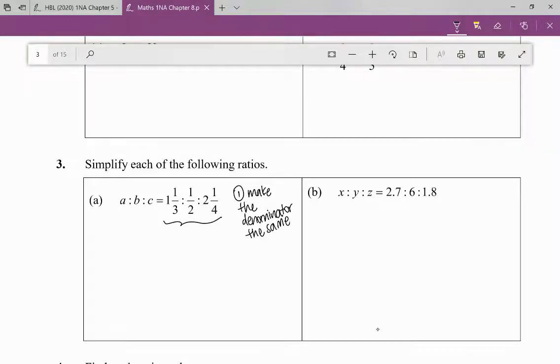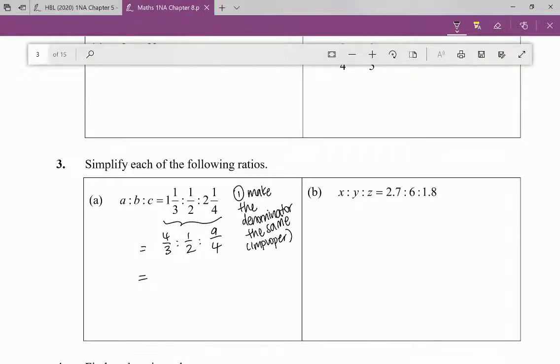Okay, so let me just change 1 whole 1/3 to an improper fraction first. So we will have 4 over 3 is to 1 over 2. And same for 2 whole 1/4, so I'll have 9 over 4. It will be advisable to change all to improper. Right now, it looks a bit neater.